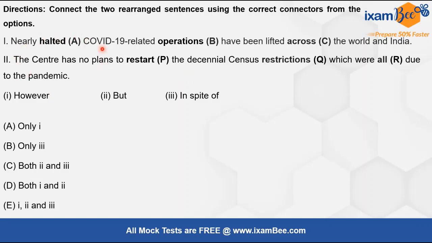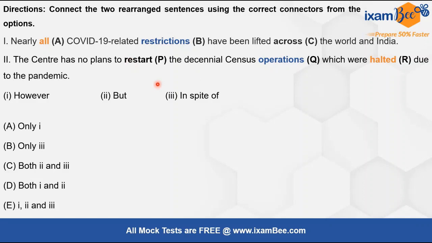So now when we have reached the correct sentences, we know the sentences are these now after swapping. Now we have to connect the correct form of sentences with the proper connectors, right? So now we will read this. Nearly all COVID-19 related restrictions have been lifted across the world and India, but the center has no plans to restart the decennial census operations which were halted due to the pandemic, right? So but and however are the correct usage here.